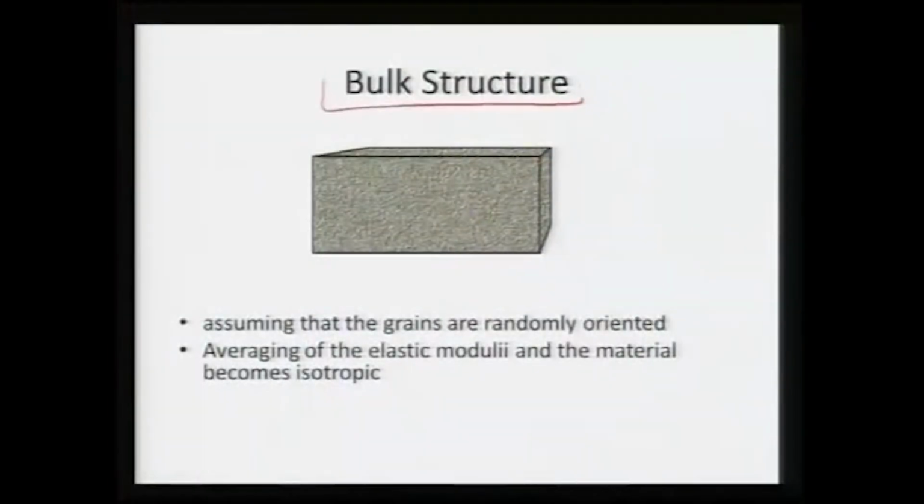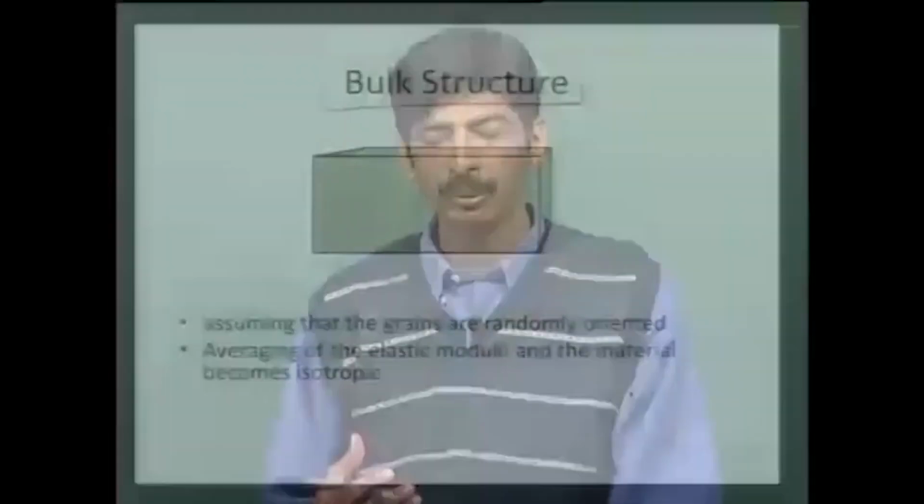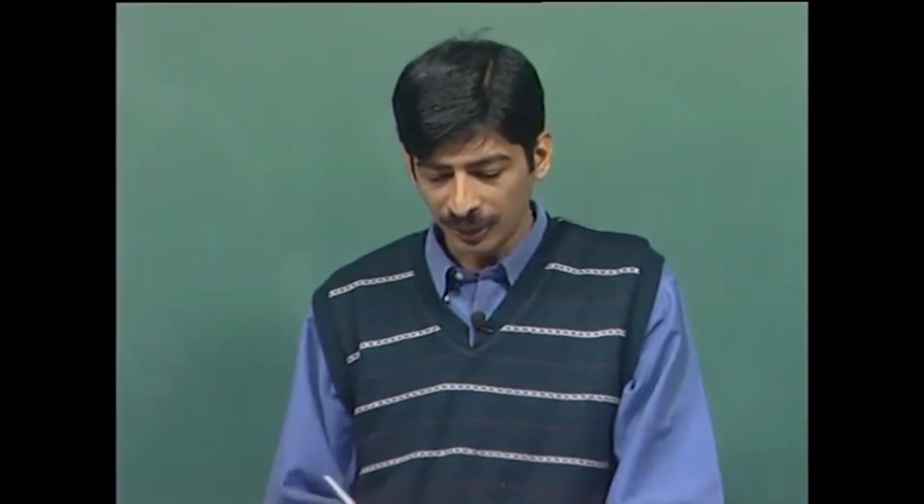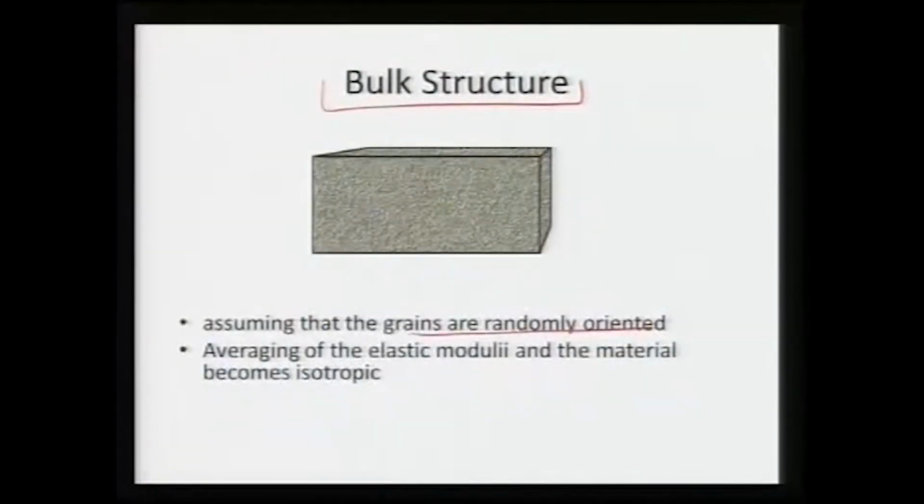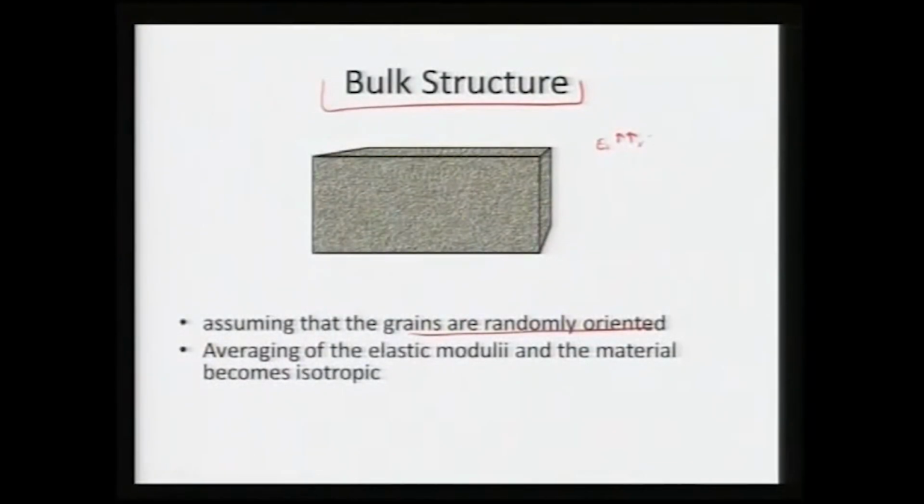But now, when coming to the bulk structure, we can see many such grains can combine to form a bulk structure. Assuming that the grains are randomly oriented, we might still have some differences in terms of elastic moduli. Say E1 was much greater than E2, and E2 was again higher than E3. So, we get some directionality in terms of the moduli.